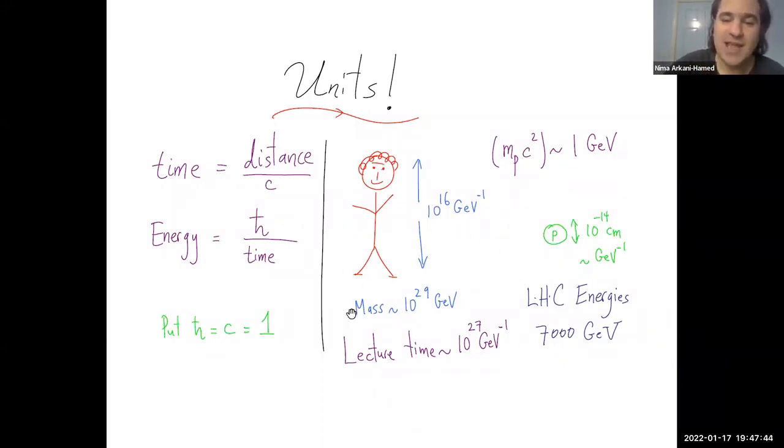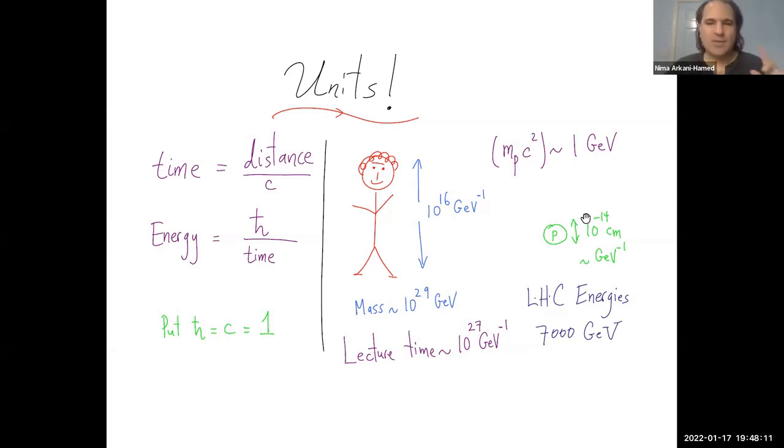Similarly, my mass is 10 to the 29 GeV, and that's also useful. It tells you that I'm made out of around 10 to the 29 protons and neutrons. If you're lucky, the rest of this lecture time will be around 10 to the 27 inverse GeV. And an inverse GeV is the time it takes for light to traverse the distance of around the size of the proton, and so on.